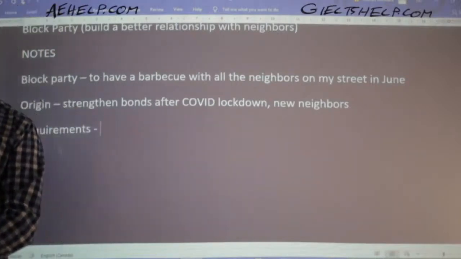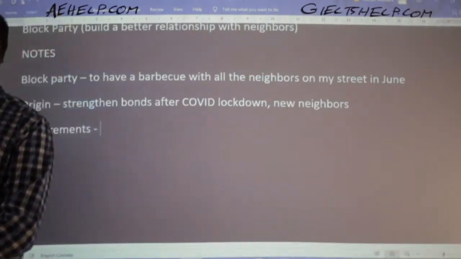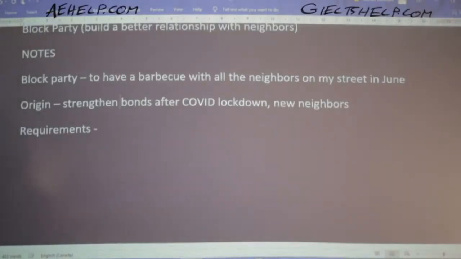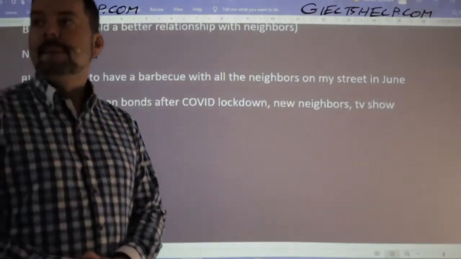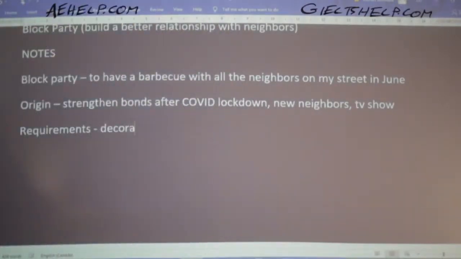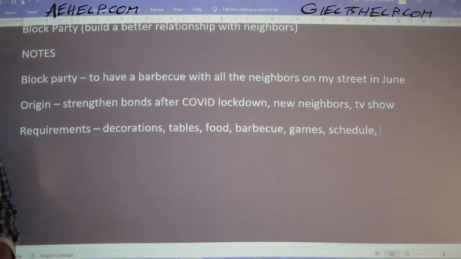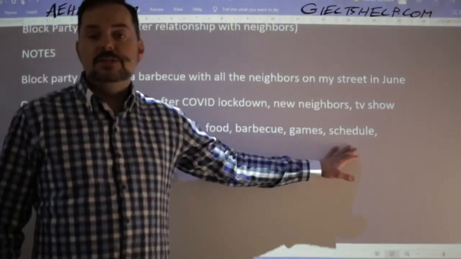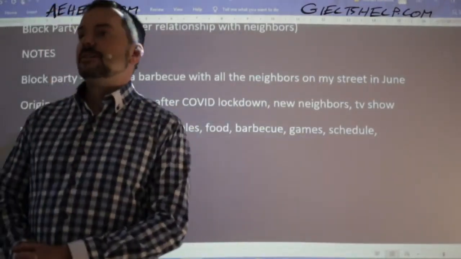Okay, Otis got the idea from a TV show. Absolutely. Sammy says we need some decorations, tables. You need a barbecue, games. You need a schedule, right? You need everybody to say, hey, yeah, I can make it on that day, that's going to work for me. So you need to schedule the event.